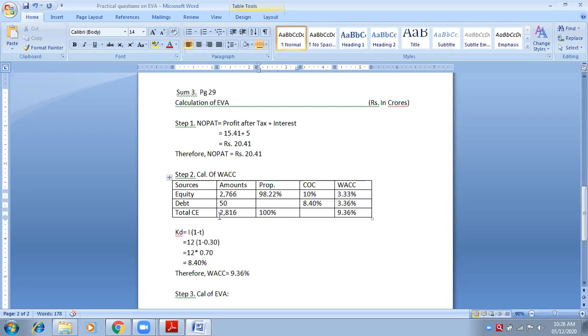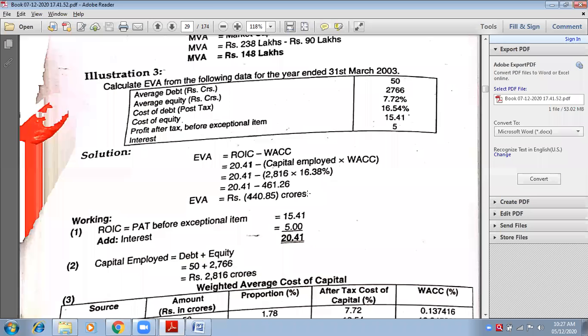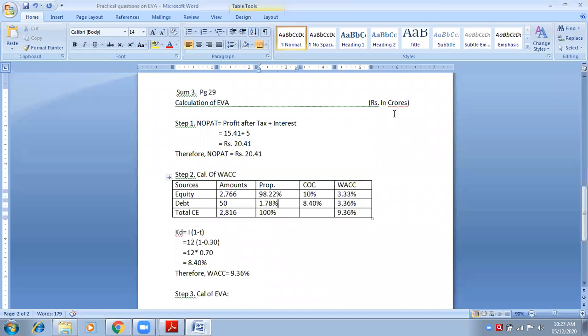Next, 50 divided by the total 2,816 into 100. That is 1.78 percentage. So if we add both, we will get 100 percentage. Now, what about COC? Cost of equity is already given, 16.54. So we will write here 16.54. Everything is given. See how simple it is.